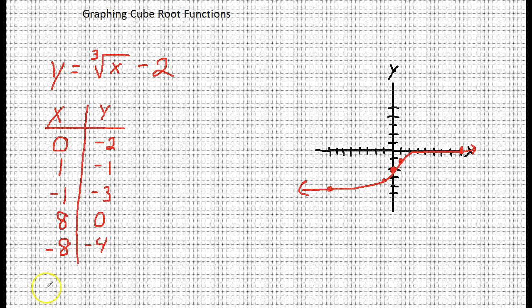Alright, now, we need to talk about domain and range of these. The domain for cube root functions is really nice. I can pick any number I want, plug it in, I can get an answer. Whether it's a positive, a negative, or 0. I might get decimal values, but I'll still get an answer. So the domain is all real numbers.